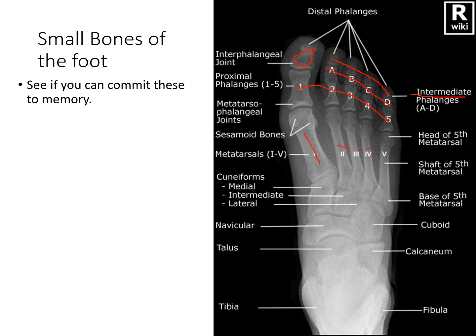There is a little mnemonic that you can use to remember the small bones of the foot if you're finding it challenging, and that is tiger cubs need milk. Alright, tiger cubs need milk. So it's talus, calcaneum, navicular. So it's tiger cubs need milk: medial cuneiform, intermediate cuneiform, lateral cuneiform, and the cuboid. Isn't that awesome? Enjoy.